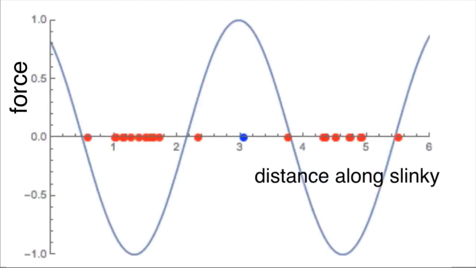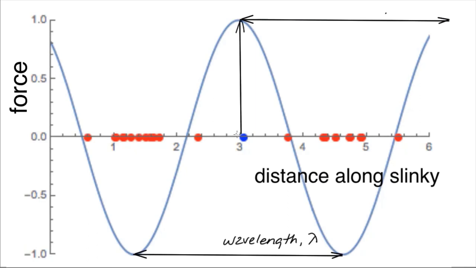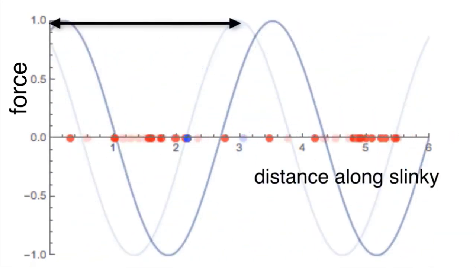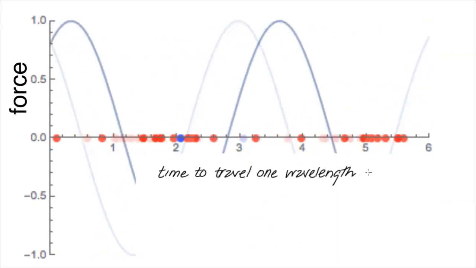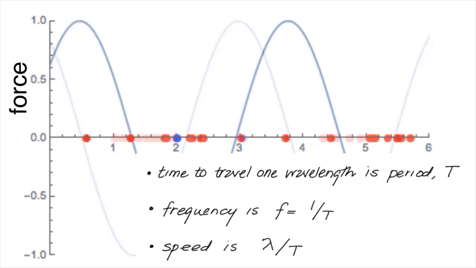And if we plot the local force as a function of distance for a time-frozen slinky, we can recognize characteristics of a wave. The wavelength is the distance between consecutive compressive regions or consecutive rarefied regions. The amplitude is half the distance between the maximum compressive and maximum rarefaction forces. Unfreeze the spring, and we see that the time it takes for a compressive region to travel one wavelength is the period. The frequency is 1 over the period, and the speed of the wave is the wavelength divided by the period.